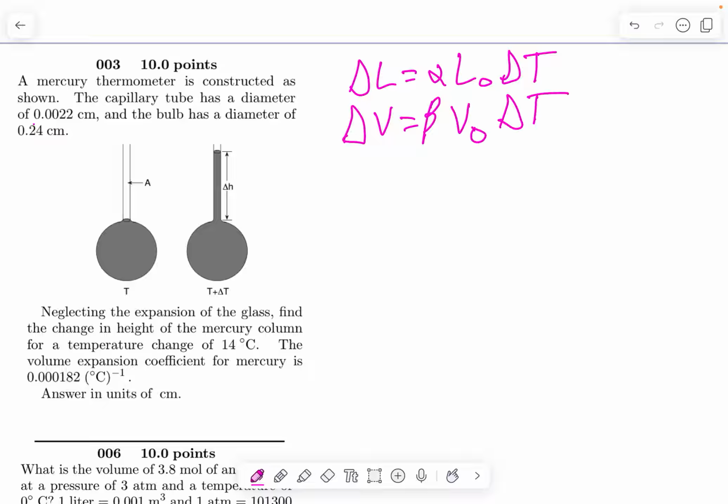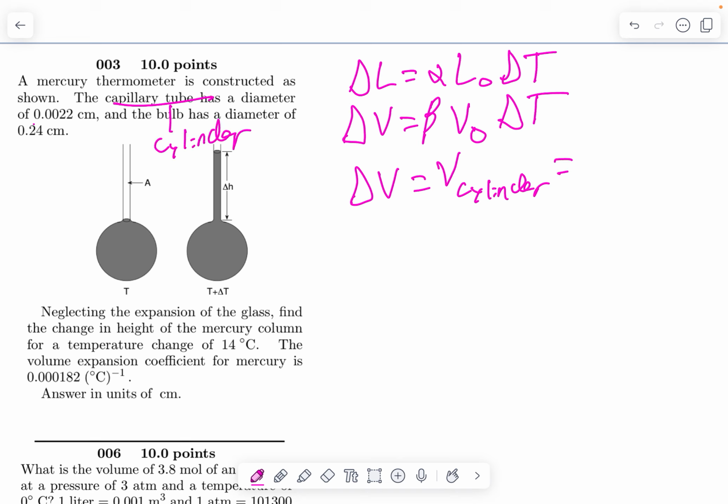Okay. So for number 3, it's a sphere of mercury, and it expands, and it goes up into this cylinder right here. And we have to find the height of the cylinder. So whenever our mercury expands, that change in volume goes to the cylinder. So the change in volume of our sphere is equal to the volume of the cylinder. The cylinder is the capillary tube.